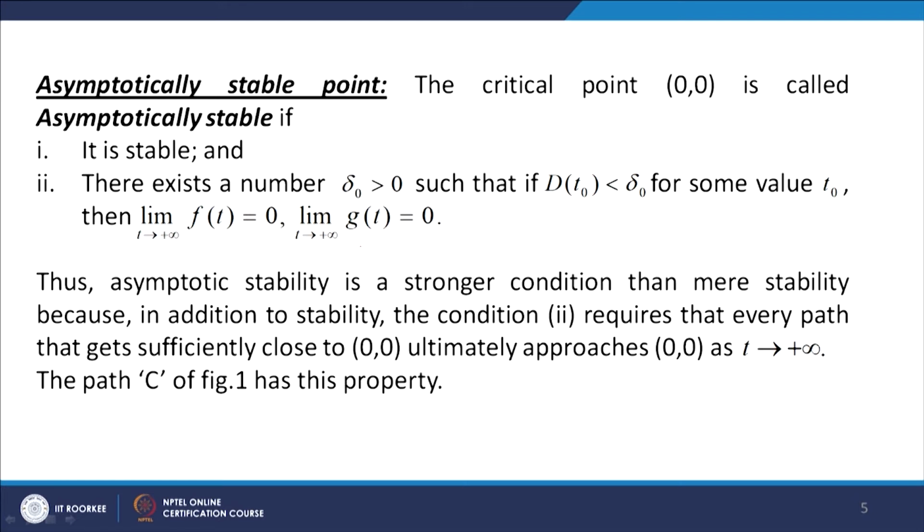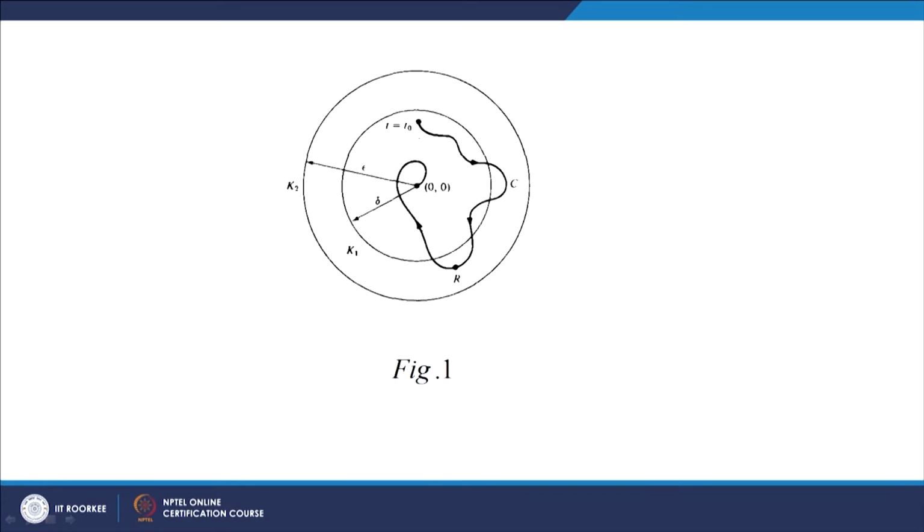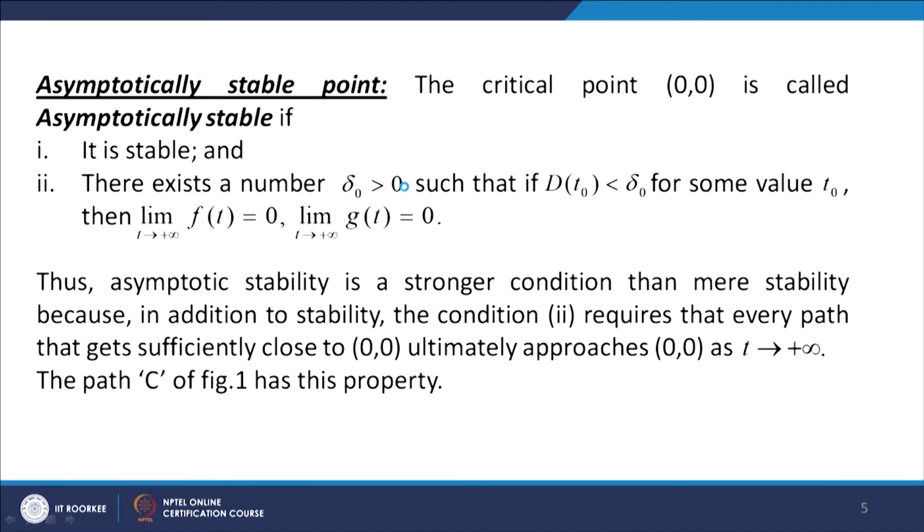That is, asymptotic stability is a stronger condition than mere stability, because in addition to stability the condition 2 requires that every path that gets sufficiently close to (0, 0) ultimately approaches (0, 0) as t goes to infinity. The path C of figure 1 has this property; it ultimately approaches (0, 0). So, it is a stable point and it is ultimately approaching (0, 0). So, this path has this second property also.